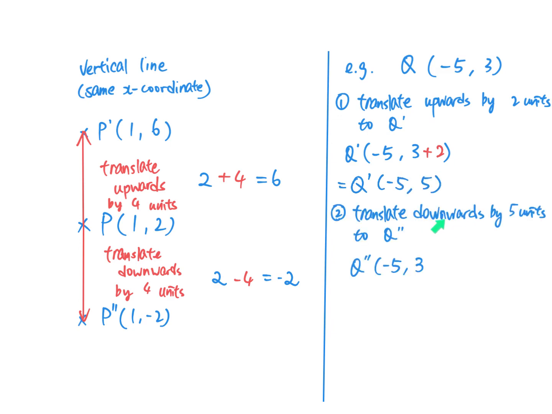Second example, when it is translated downwards by 5 units to Q double prime. Now, the same starting point 3 goes downwards. It is a minus 5. And then we will have Q double prime as (-5, -2).